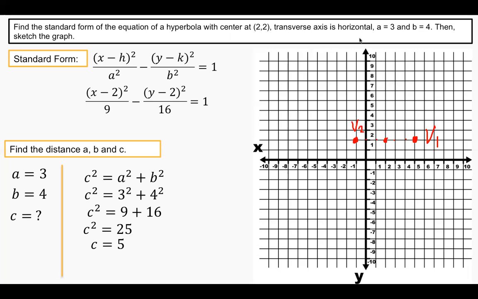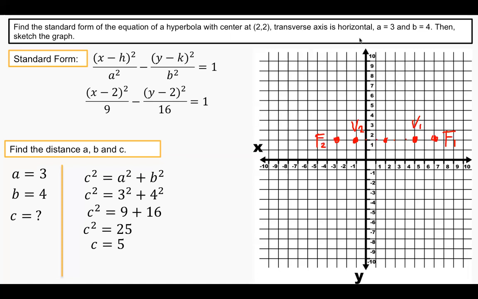Then I will be using the value of c to locate the coordinates of the foci. Since c is equal to 5, I will count 5 units to the right and left of the center. Allow me to erase first the vertex 1 label. Okay. So focus 1 is located 1, 2, 3, 4, 5. Focus 1 is located here. And focus 2 is located 1, 2, 3, 4, 5. This is our focus 2.